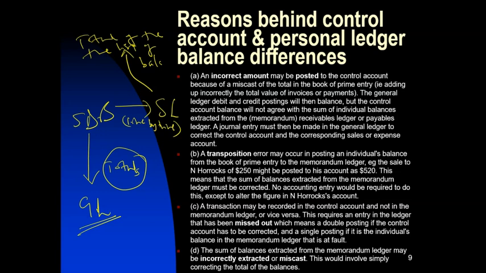A transaction may be recorded in the control account and not in the memoranda ledger, or vice versa. This requires an entry in the ledger that has been missed out, which means a double posting if the control account is to be corrected, and a single posting if it is the individual's balance in the memoranda ledger that is at fault. The sum of balances extracted from the memoranda ledger may be incorrectly extracted or miscast. This would involve simply correcting the total of the balances.